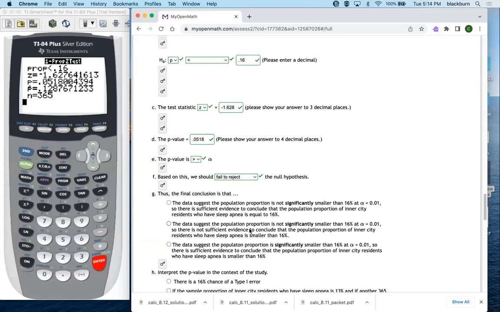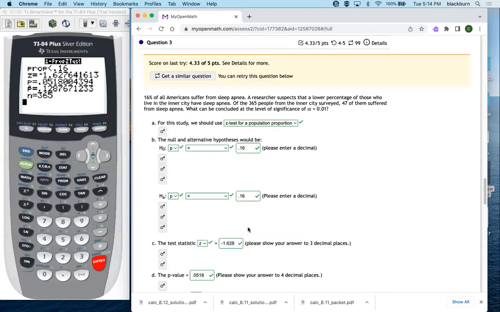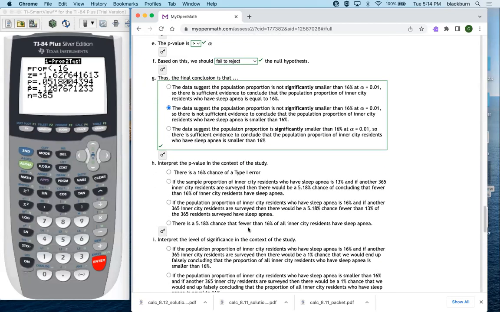That's the claim that the researcher made, that it is smaller. So we don't have that evidence to conclude that it is smaller. That's the one I'm going with. Cross your fingers, everybody. Looks like we're good.